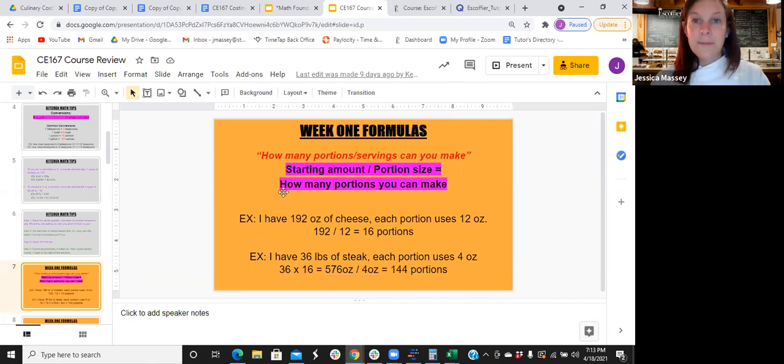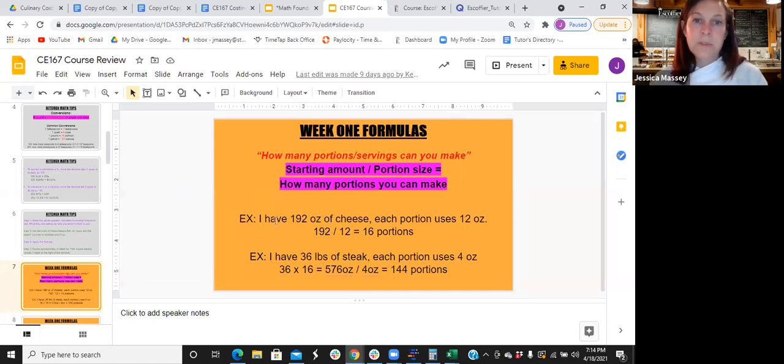So kind of diving in, how many portions or servings can you make? This is basically asking you, we have this much in our pantry, this much starting off. We know we have this much in our serving and our portion size. How many portions can we make with that amount that we have? It's kind of what this is asking us.